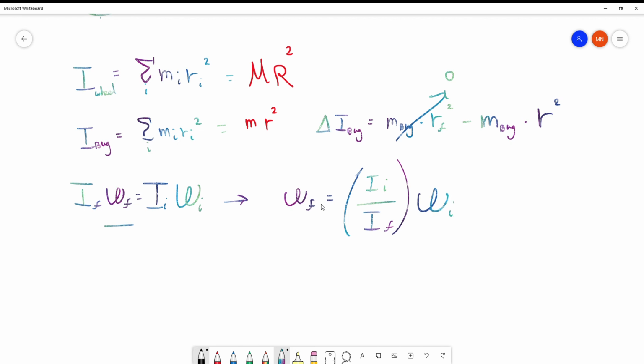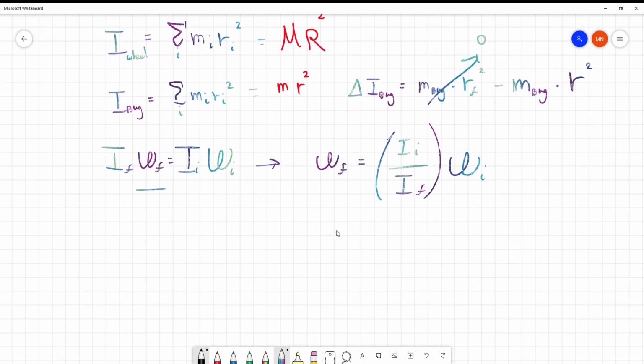Immediately we can see something about this. Since our moment of inertia is going down, this quantity is always going to be greater than 1, which means omega initial will be multiplied by some factor greater than 1, so omega final has to be larger than omega initial, which is good. That's a good check for ourselves.